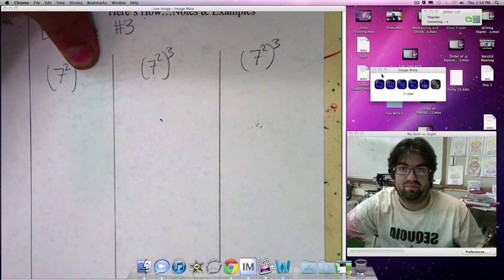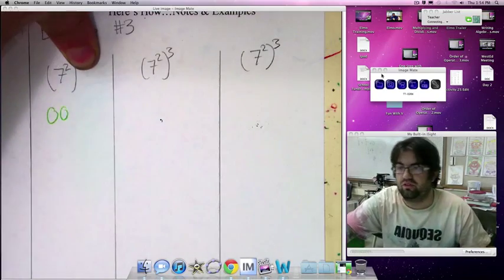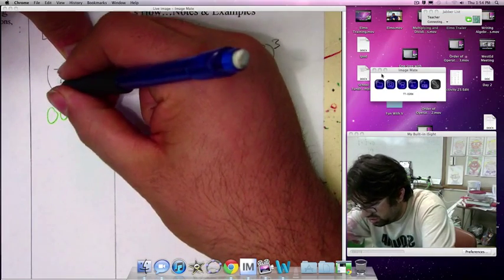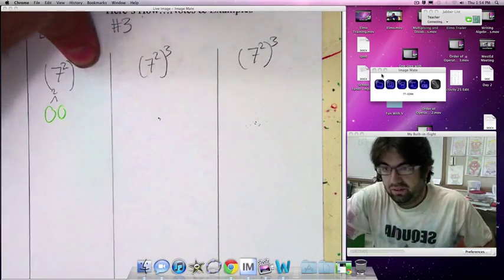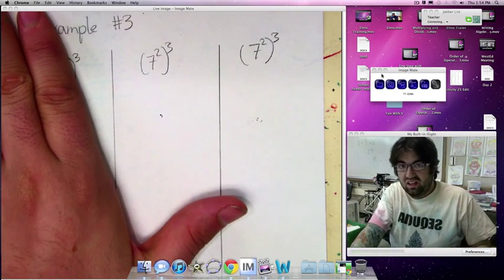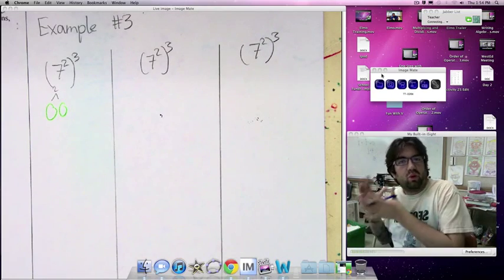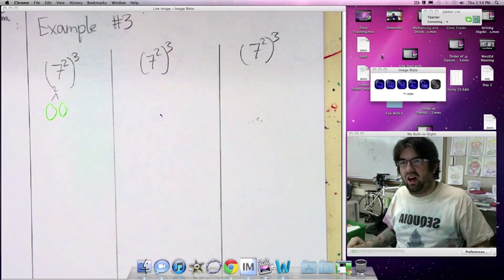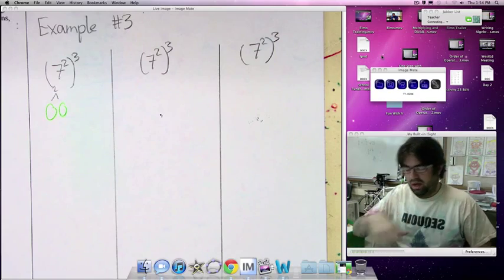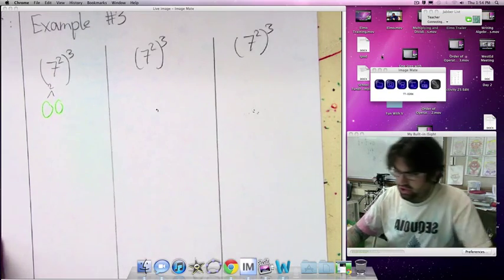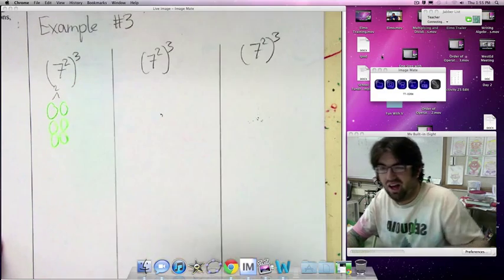This is 7 squared. So I'm going to take 2 triples. I'm going to draw 2 triples for 7 squared, because of the 2. Now there's that 3. So whatever's inside of the parentheses, we're going to write again 3 times. We're going to have 3 groups of whatever's inside the parentheses. 3 groups of. Where have you heard that before? Don't worry about it. Maybe it was in another lecture that you might want to go watch. So I'm going to copy this 3 times.